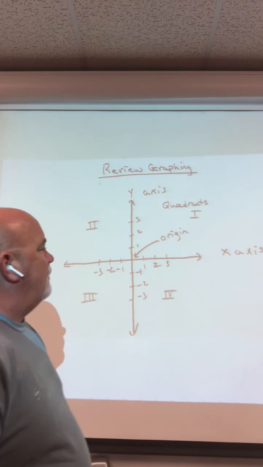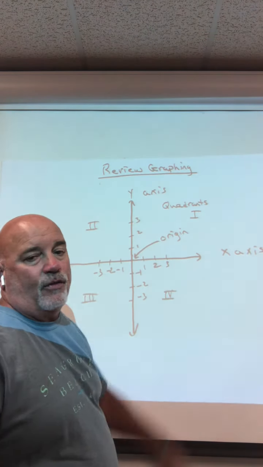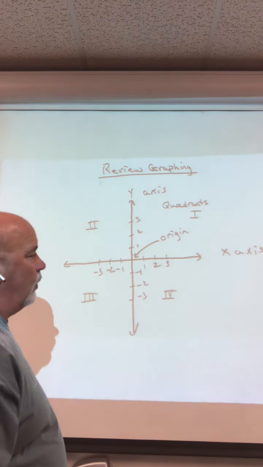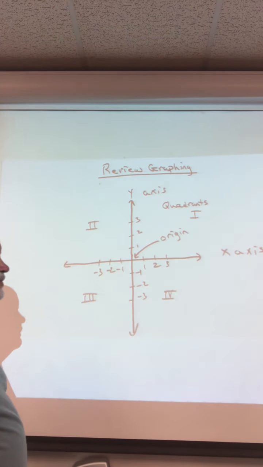Now this graph, the point at where the 2 axes intersect, if you remember, is what we call the origin. It was called the origin because everything we do, we typically start with our pencil at the origin.